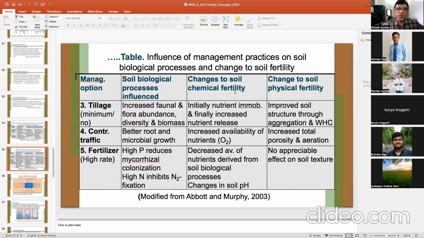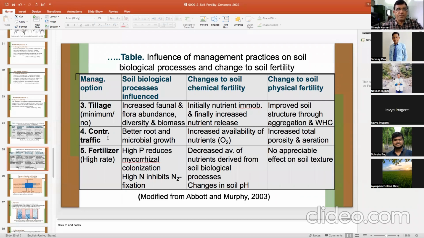Now, changes to soil chemical fertility. Initially, nutrient immobilization can happen because you are adding residues to the surface. And finally, in the end, increased nutrient release. Changes to physical fertility: improved soil structure through aggregation and water holding capacity. So in the end, you will get better. So advantages of no tillage are there.